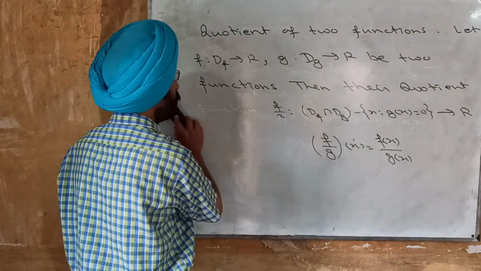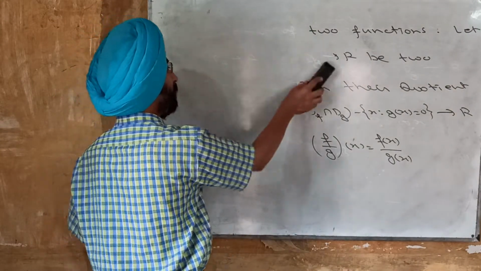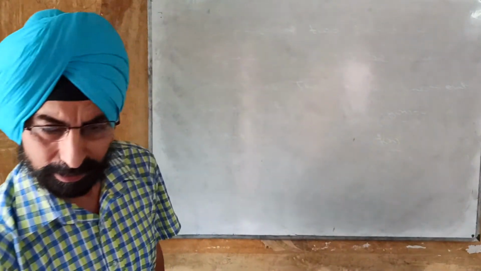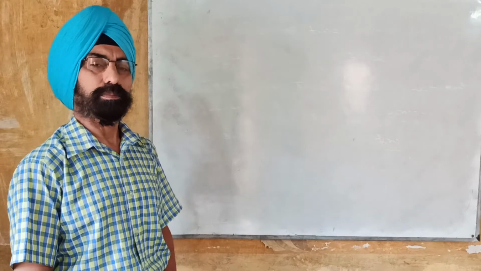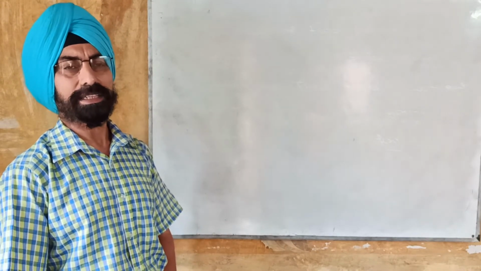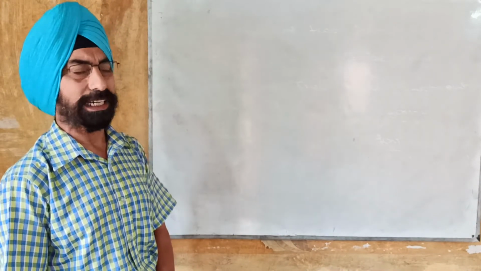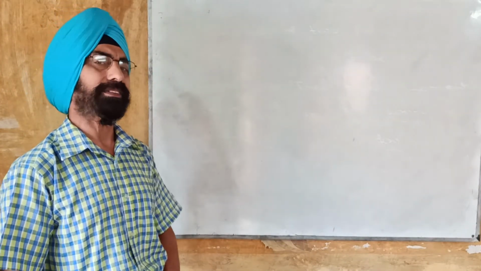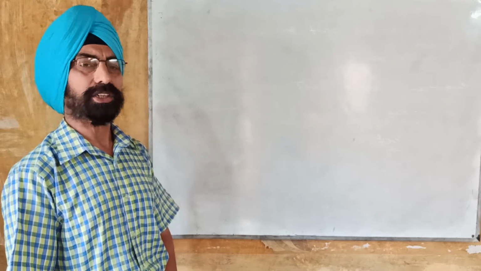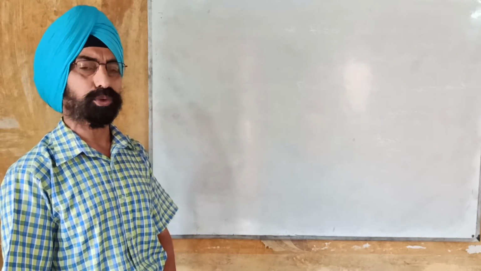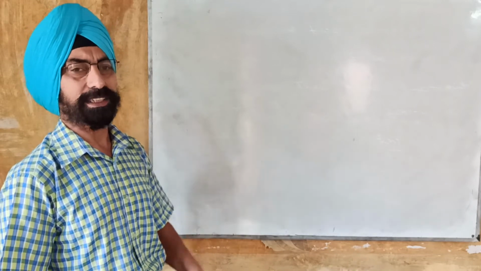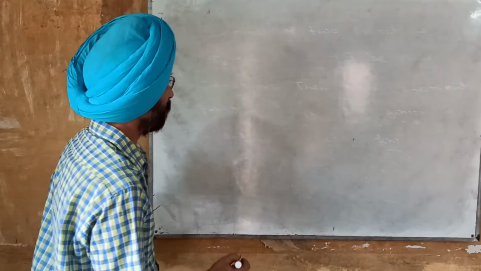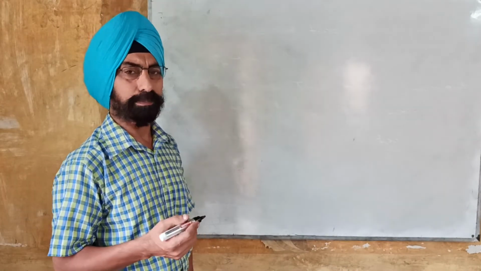And now we move on to the very important definition of composition of two functions, and it is the most important definition in this chapter of relations and functions because it will be used again and again when we move ahead to limits, continuity, derivatives and integration. So this definition is very much important to be clear in your mind. So how is composition made?